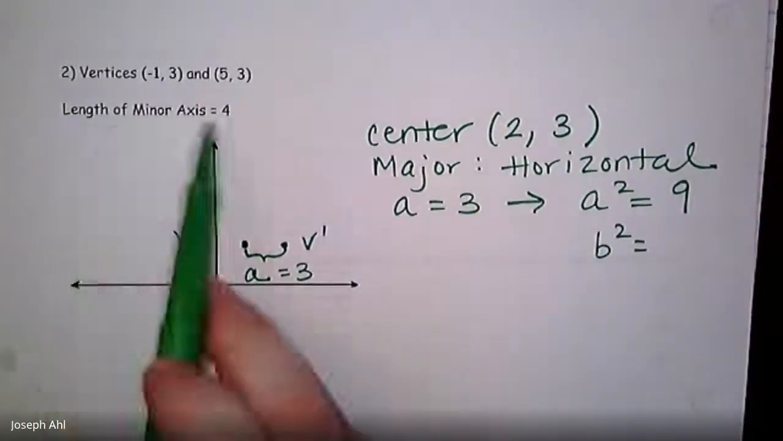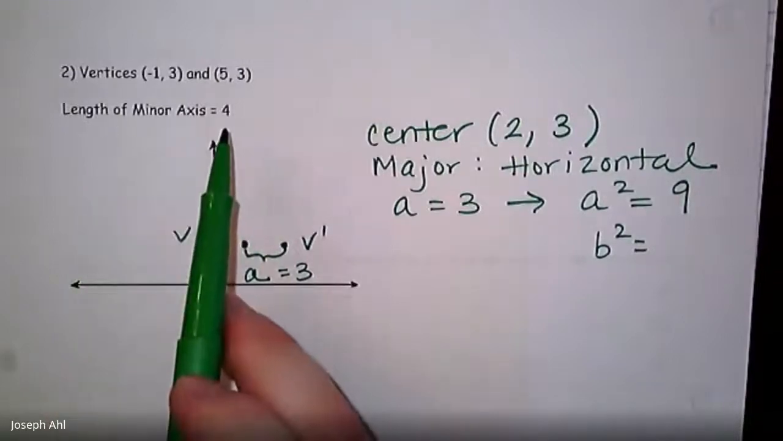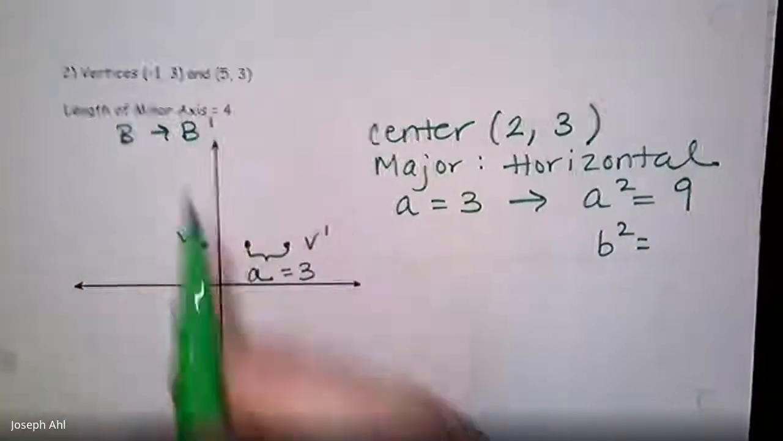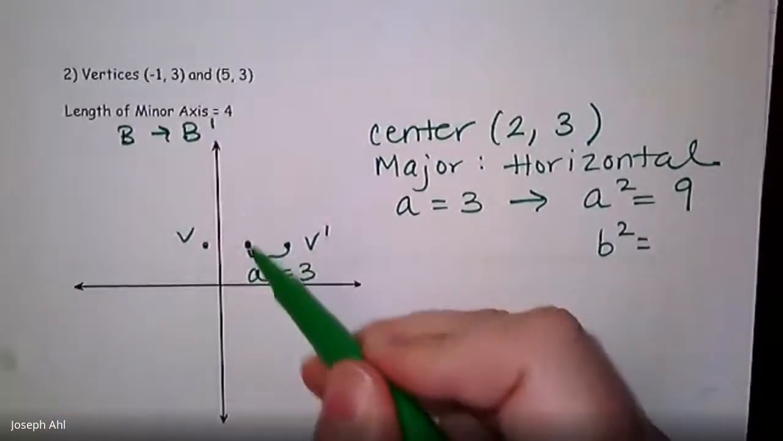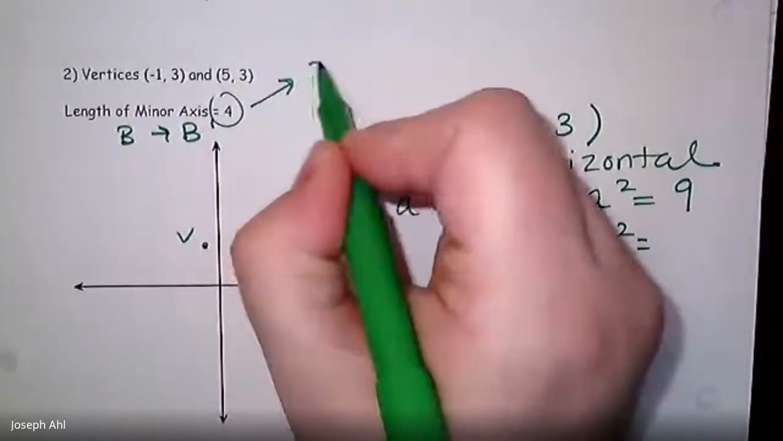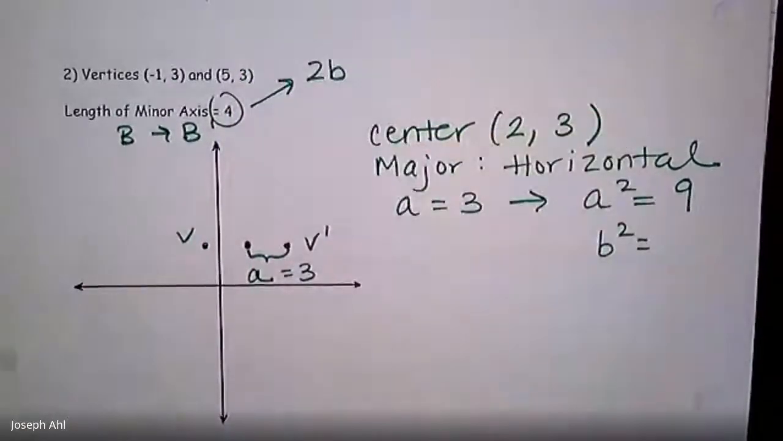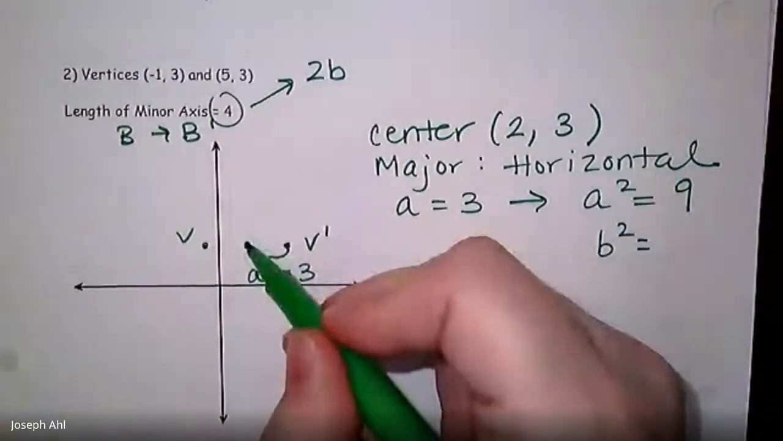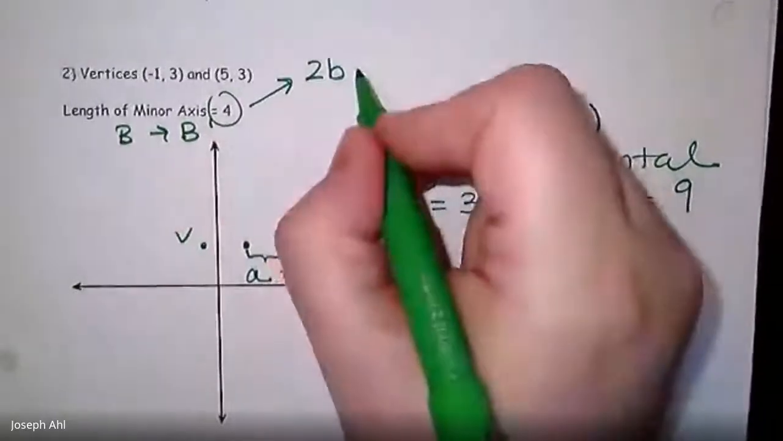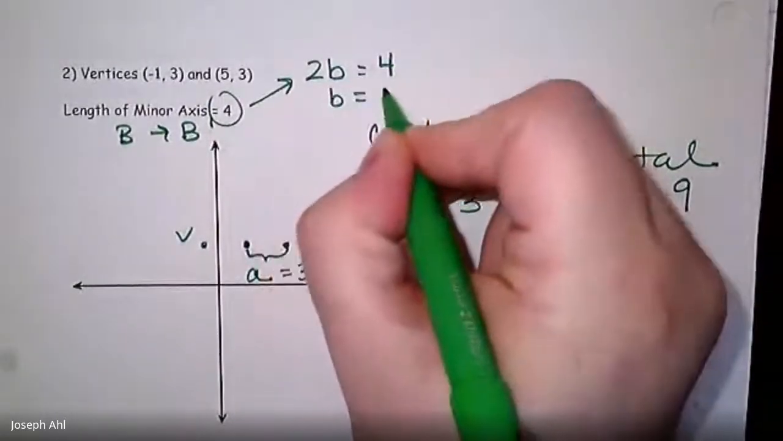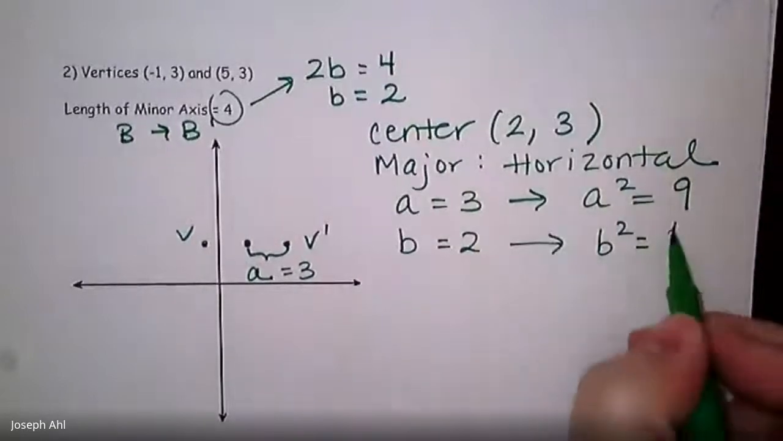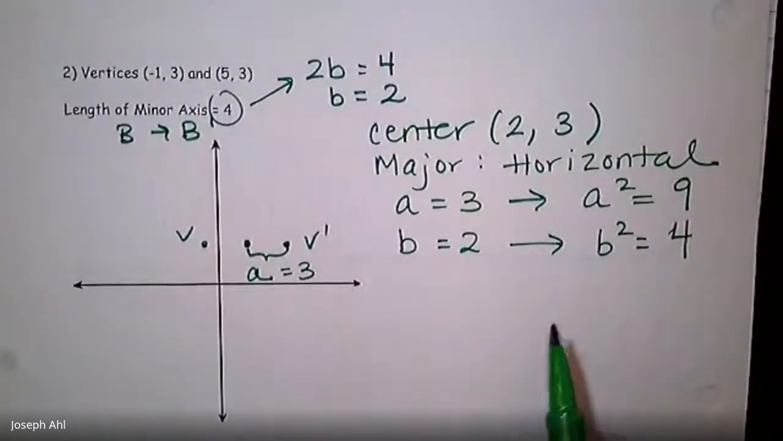We're going to get the value of b squared from this last piece of info. If the length of the minor axis is 4, this connects b to b prime. So think about that connection from b to b prime. It's going to have a total length of 2b. So that would go up 2 and I would go down 2 to get that total length of 4. So if 2b has a length of 4, the value of b is 2. And if b is 2, that gives you that b squared is actually back to 4 again.